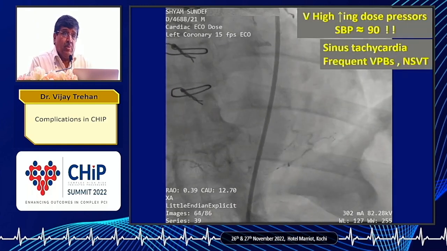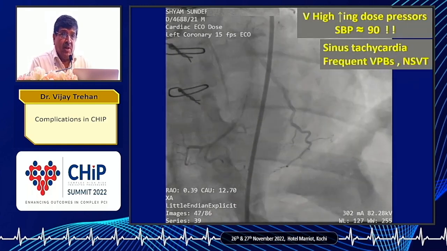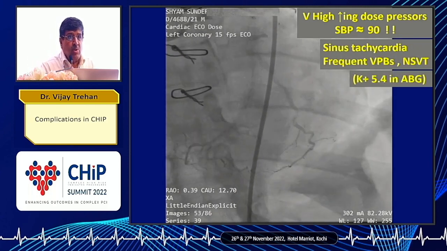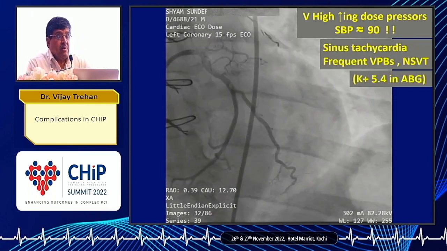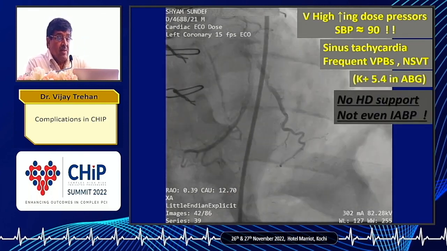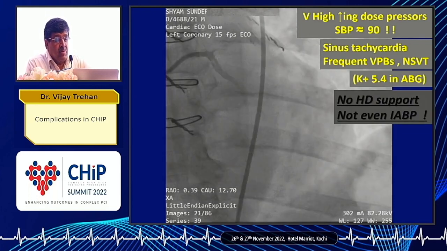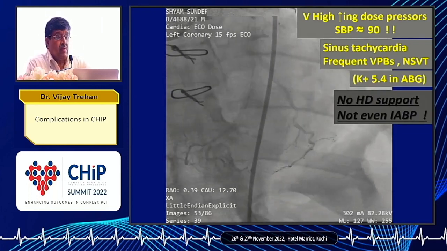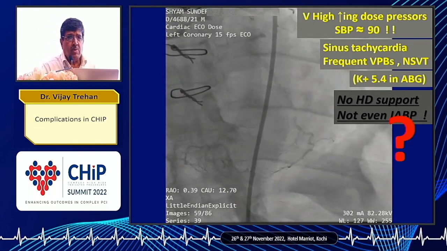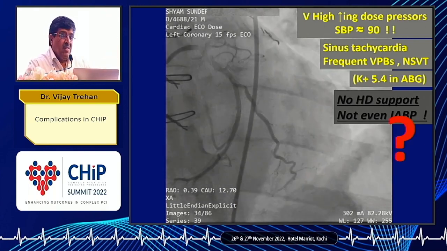Now we are able to barely maintain pressures with high dose inotropes, and those cycles are going on. Usually potassium is the culprit, which we checked and found to be 5.4 in the blood gas. There is no hemodynamic support, not even an IBP. Otherwise, I would have put him on some hemodynamic support and just waited. Now what to do?